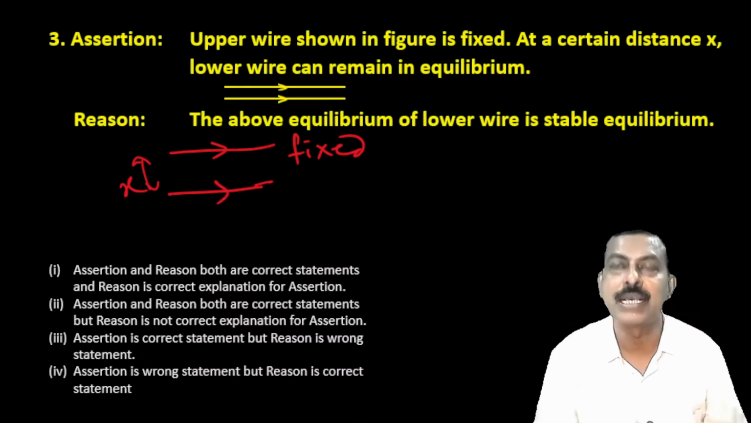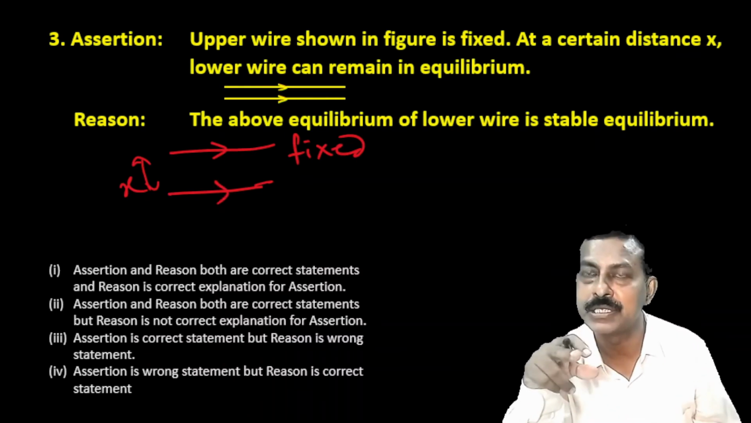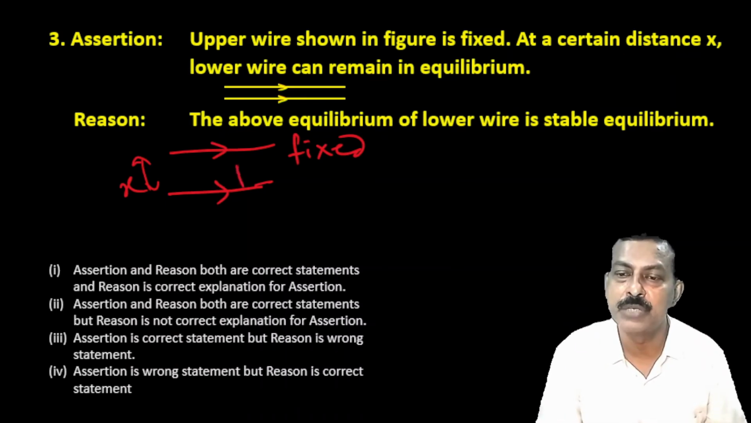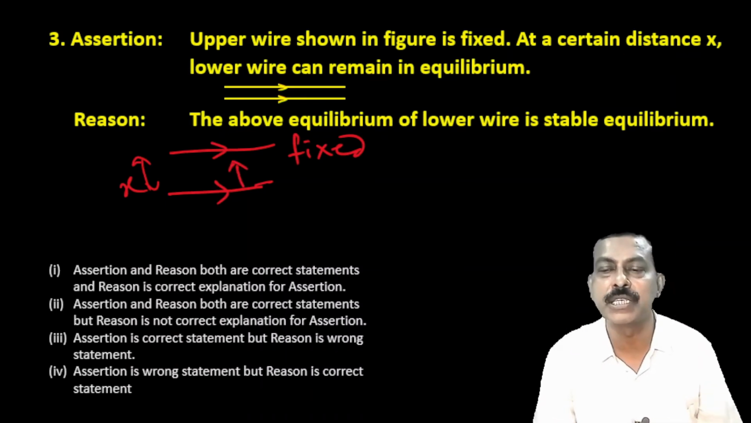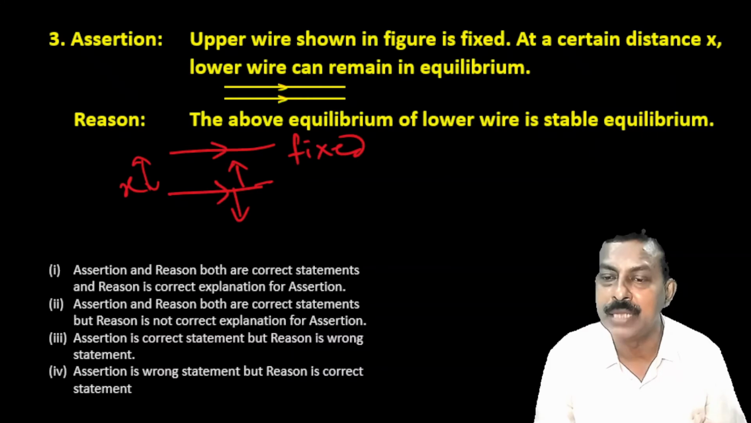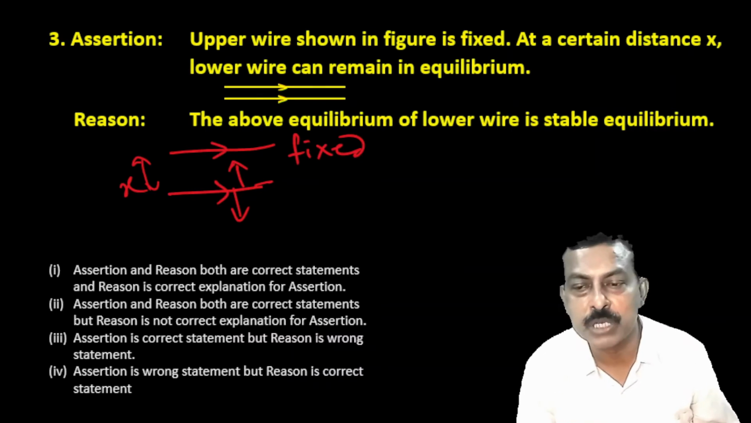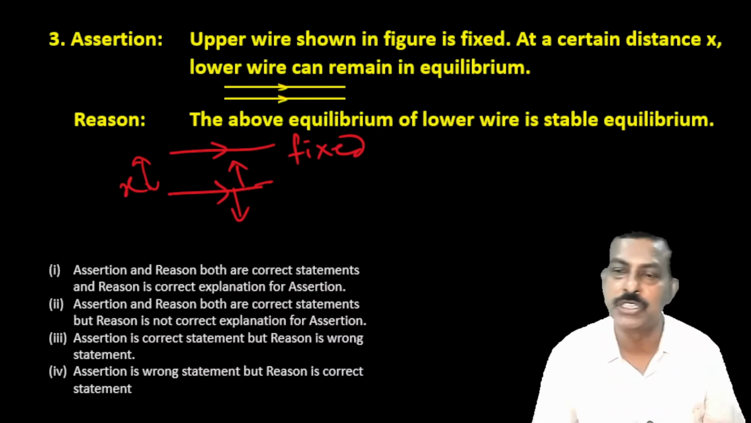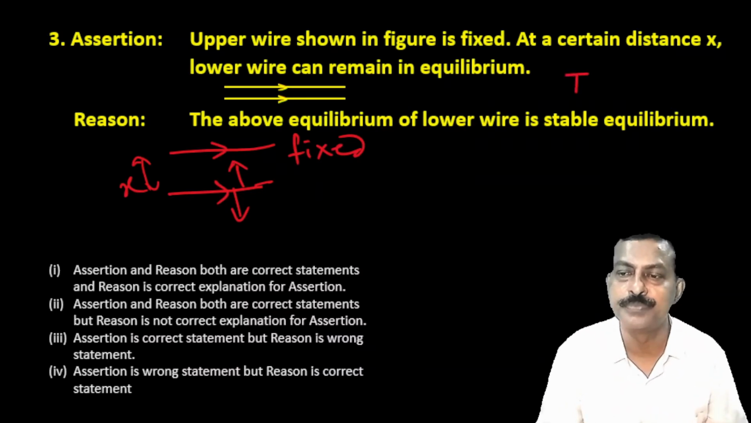Now the two wires are carrying current in the same direction. That means the force is attractive. If the force is attractive, it will experience force in this direction. So the second wire's weight, which will be acting downward, may be balanced by the force which is acting due to the current flowing in the two wires here. So if the magnitude of the two becomes equal, in that case it can be in the equilibrium position. So that means this is true.